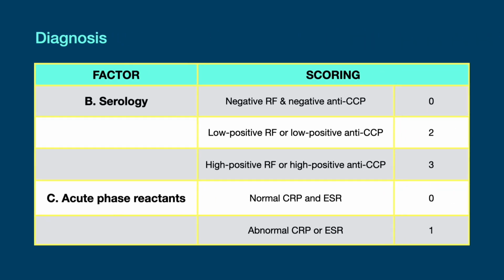As for serology, negative rheumatoid factor and negative anti-CCPs give a score of 0, and high positive for these two factors would give a score 3. Acute phase reactants are also taken into consideration. If they are normal, they would give a score 0, and if it's abnormal, it would be 1. As well as the duration of symptoms being less than 6 weeks, scoring a 0, and more than 6 weeks, scoring 1. A total score of 6 and more is needed to diagnose rheumatoid arthritis.